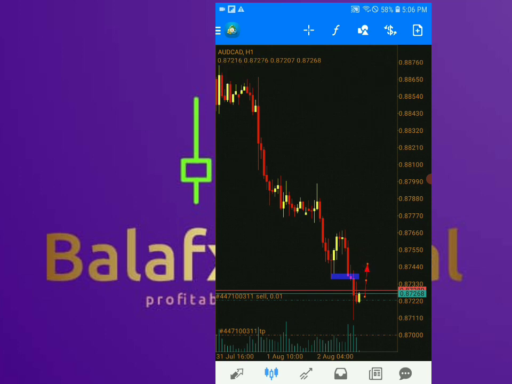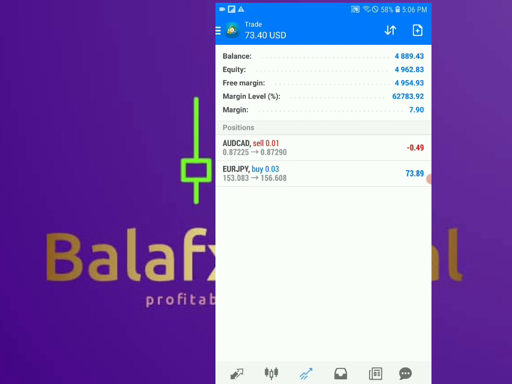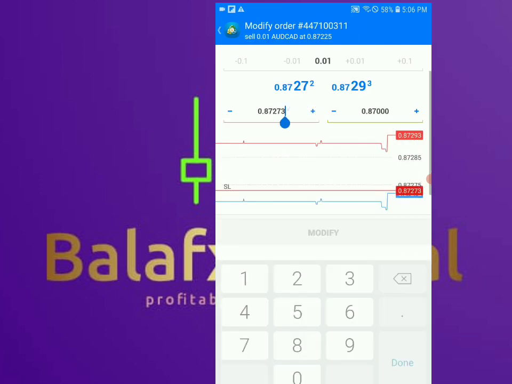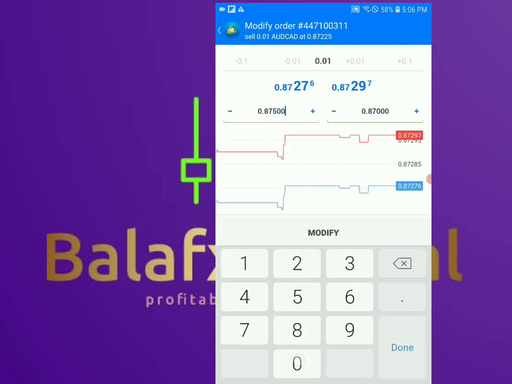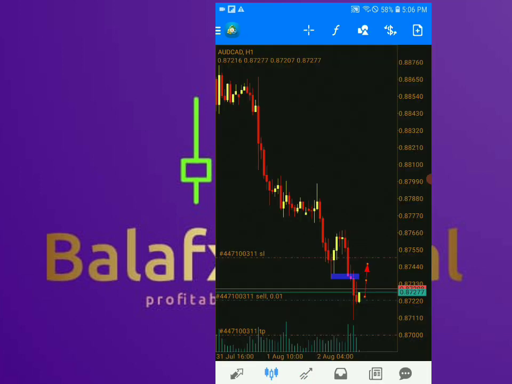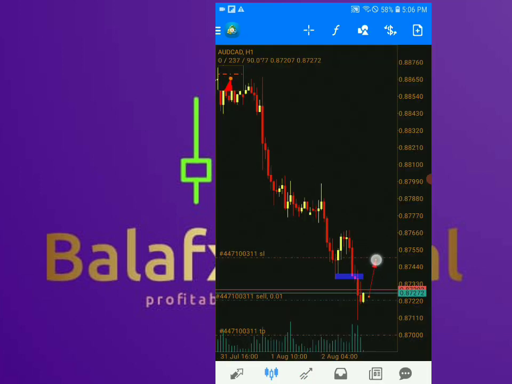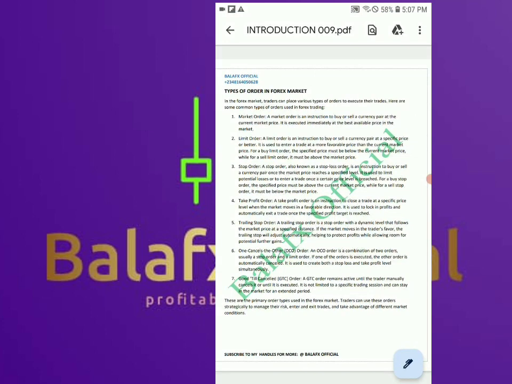Let me see. 7,500. Then put at 7,500. So this is my stop loss level. This is my take profit level. So this is what we mean. Then trailing. Number 5, trailing stop order.